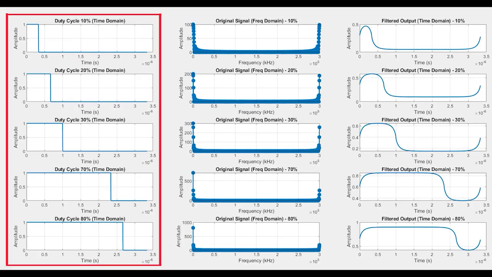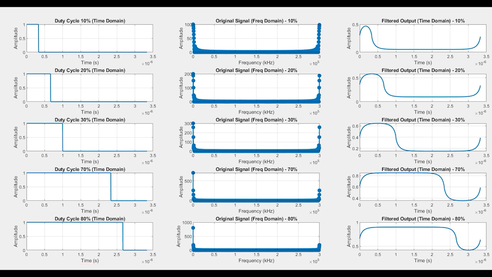1. The original square wave in the time domain. We see the square waves in the time domain for duty cycles of 10, 20, 30, 70, and 80%. The pulse width increases as the duty cycle rises.